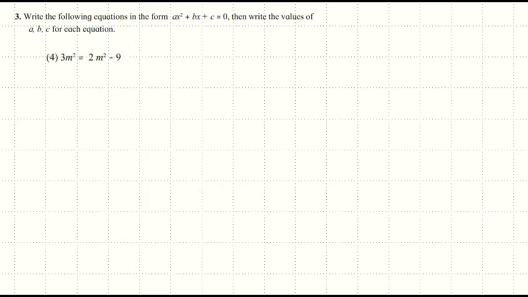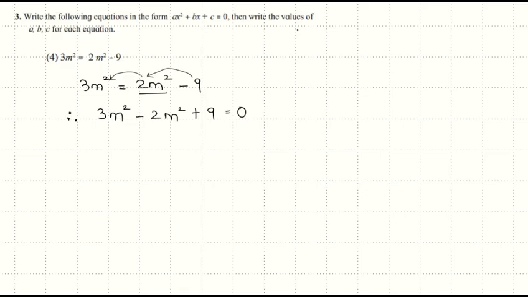Let's move on to fourth equation from question number 3. The given is 3m square is equal to 2m square minus 9. Always remember the first step that we will take is arranging it properly. Okay, arrange this 3m square, bring this 2m square on the left hand side. It will become minus 2m square, and bring this minus 9 on left hand side. It will become plus 9 is equal to 0. Okay, now if you see, we can solve this further.